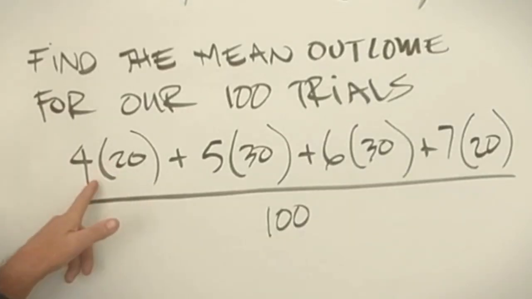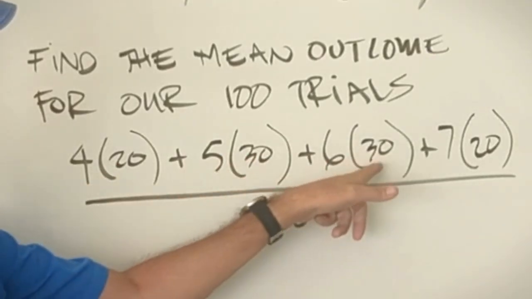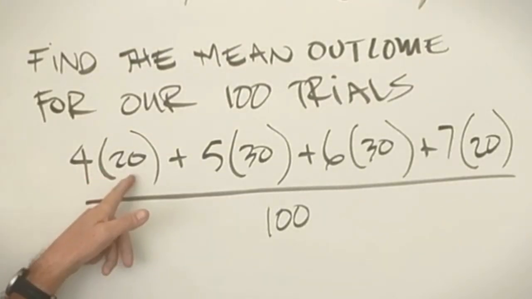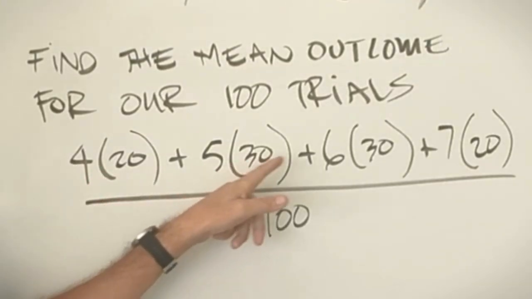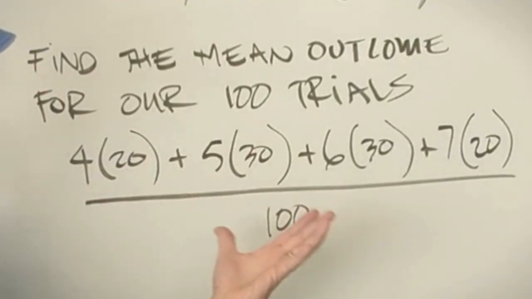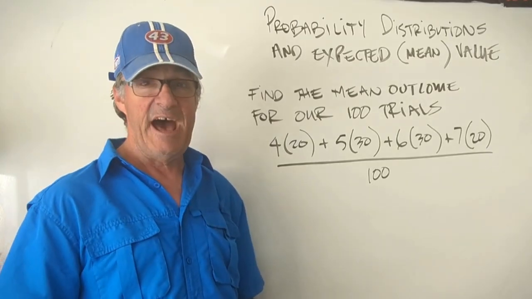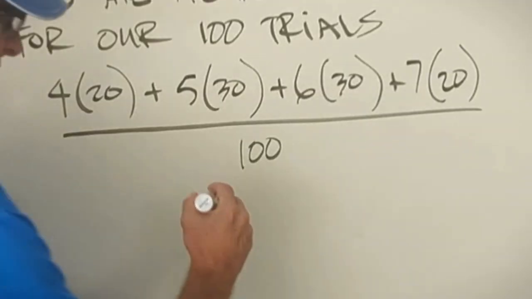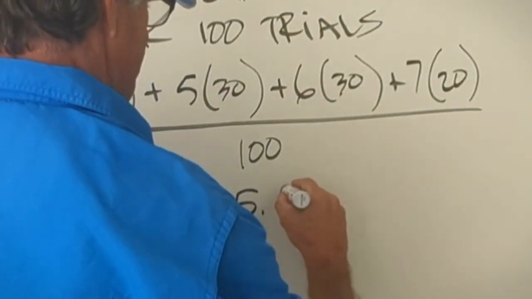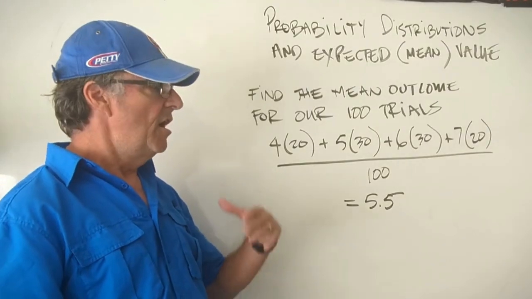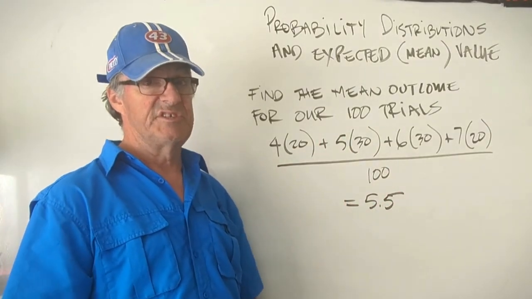So we had 2 4s, 3 5s, 3 6s, and 2 7s. So I'm just multiplying my result number by how many times I got it, adding it to the next one, to the next one, to the next one, and then finally dividing by 100, because that's how many results we have. Now, if you do that math, you end up with 5.5. So that's the mean value of our experiment that we just did.